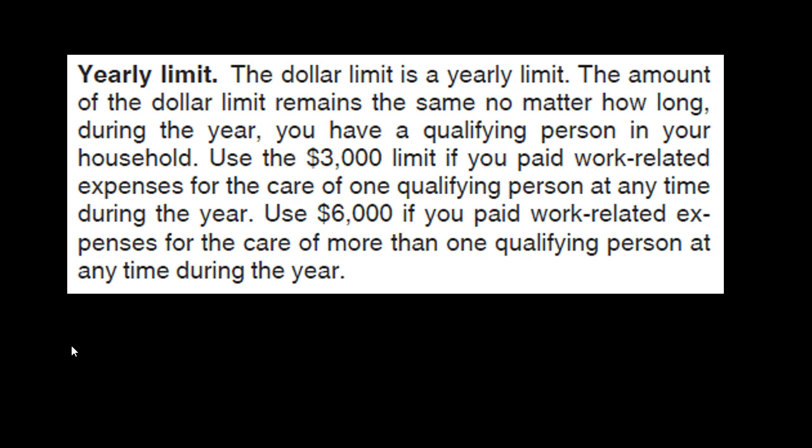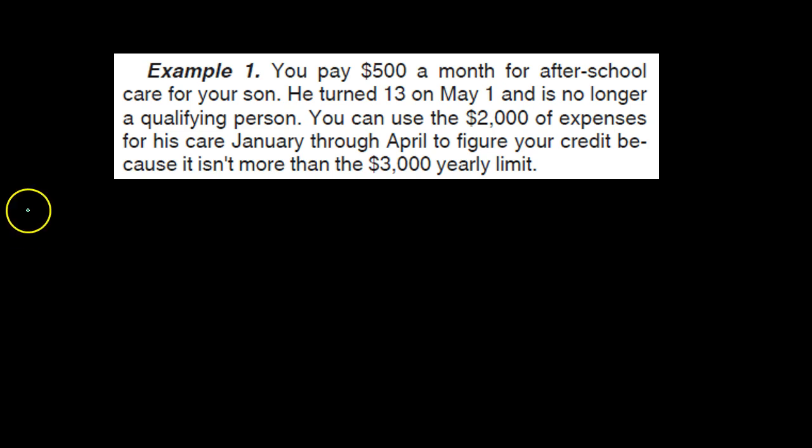Yearly limit. The dollar limit is a yearly limit. The amount of the dollar limit remains the same no matter how long during the year you have a qualifying person in your household. Use the 3,000 limit if you paid work-related expenses for the care of one qualifying person at any time during the year. Use 6,000 if you paid work-related expenses for the care of more than one qualifying person at any time during the year. So we're not going to do like a prorated type of thing. Well, this would be the cap only if it was all year. So it's, you know, anytime where the caps are 3,000, 6,000, 1 or 2 of the children that would be qualified.